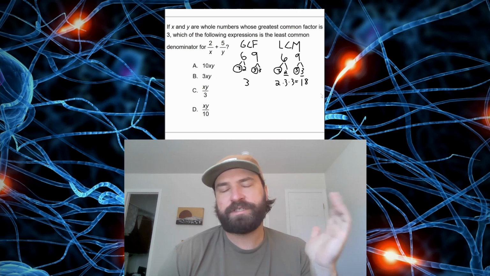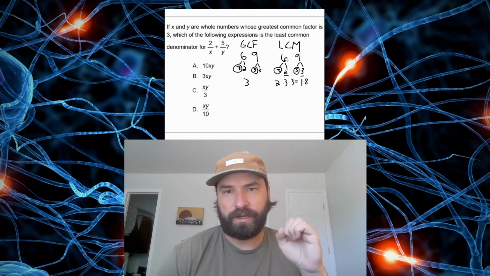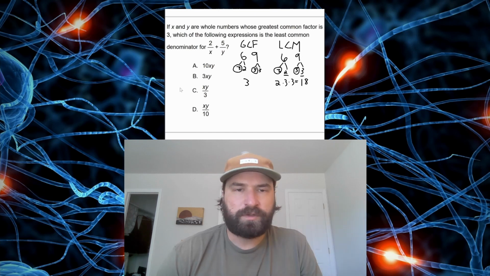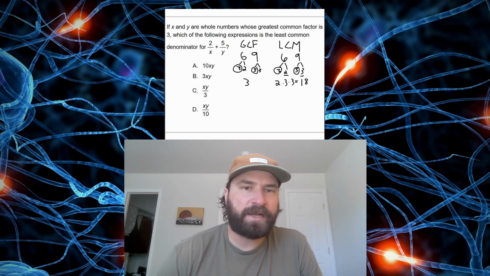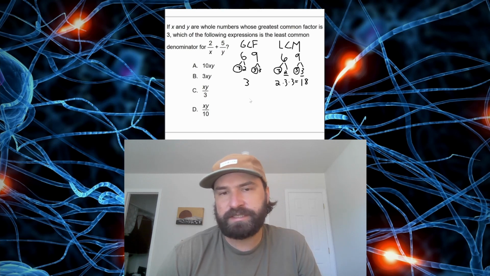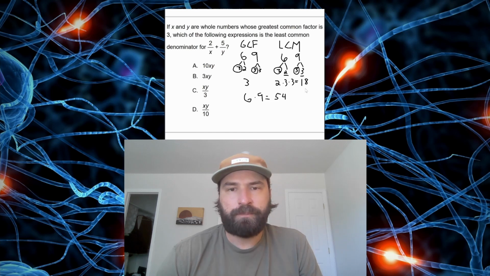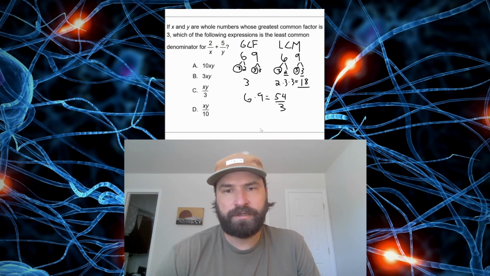So just given this example, we can tabulate what happened with our lowest common multiple. Since all of our answers have some element of xy in them, let's multiply x times y and see what that gives us. In our example, I was using 6 and 9. So 6 times 9 is 54. But our LCM, our lowest common denominator that we got, is 18. And 18 is 54 divided by 3, which is x times y divided by 3. So that answer would be C.